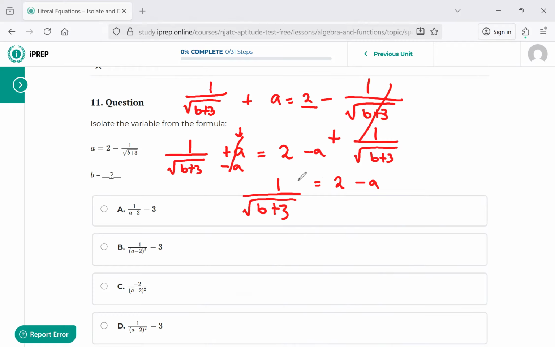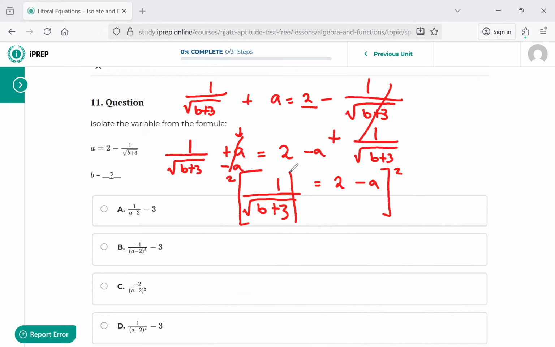Then what I want to do is, oh, it's just a tricky one. Then what I want to do is solve for b. So what could I do? If you look at all the choices, they have a square in the bottom. So maybe there's a big clue that I should get rid of this radical by squaring both sides. So I'm going to square both sides. Let's see what happens. Square here and square there.